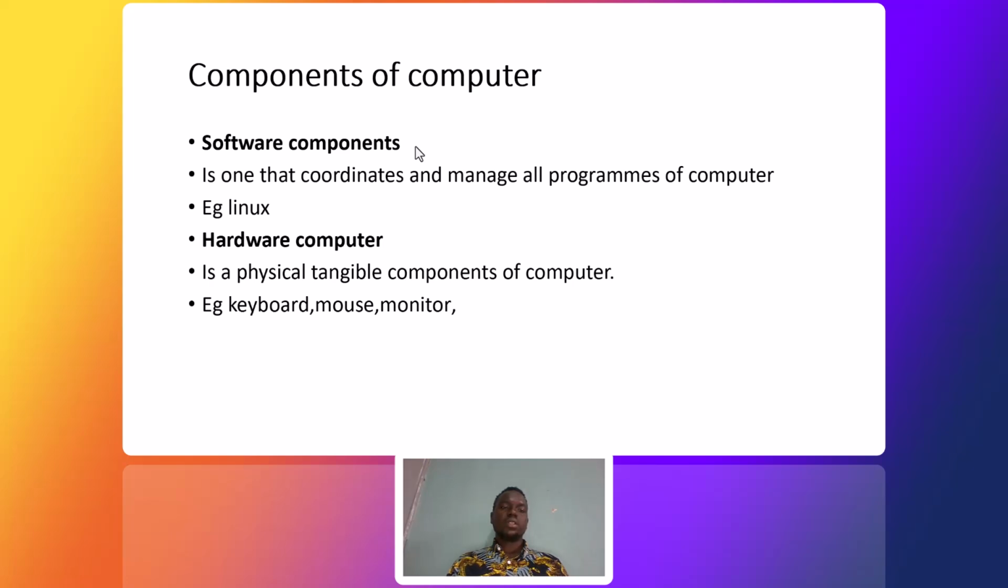The second one is the hardware component. The hardware component is the physical, tangible components of a computer. Take the example of the keyboard, mouse, monitor, and the rest. These hardware components are the physical things which you can touch. With the keyboard, you input things into the computer.